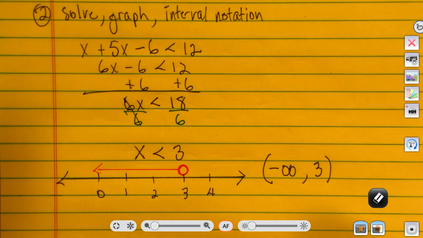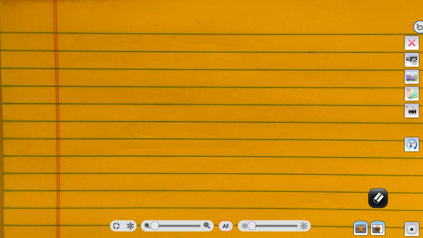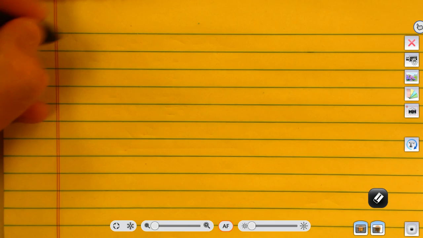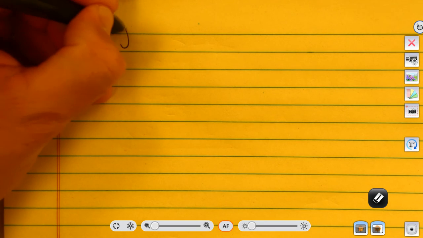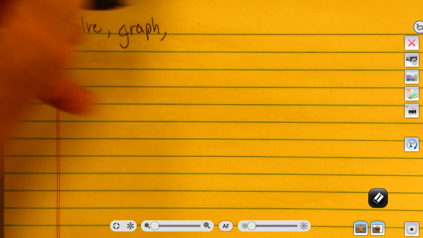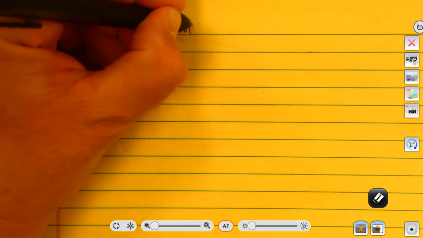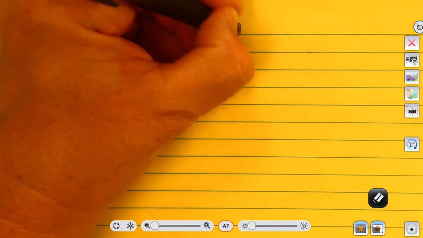Remember, the bracket will mean that it's equal to the number it's around. A parenthesis will mean it's not equal to that number. The infinity tells me whether it's numbers larger, or negative infinity, numbers smaller. Remember, we need to solve, graph, and write our answer in interval notation.